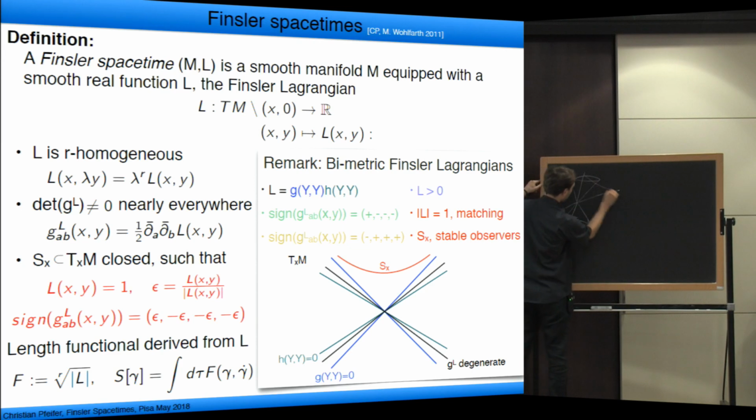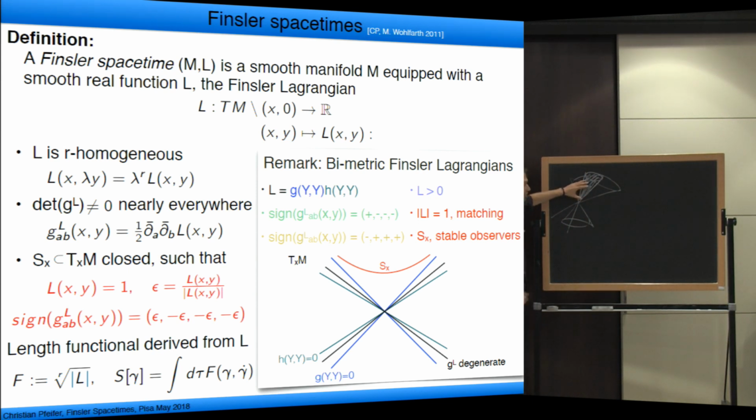Something like this, sorry, we have another cone. And then the relevant cone where we find the time-like, the stable observers, is the one which is the intersection of the two cones. Such situations are way more often. And then you have a degeneracy of the L metric also along the null structure, namely exactly where the cones intersect. So this is what you find in realistic crystals.